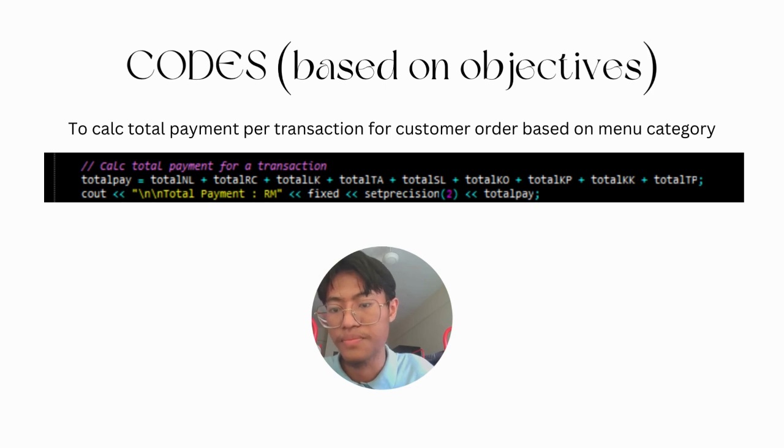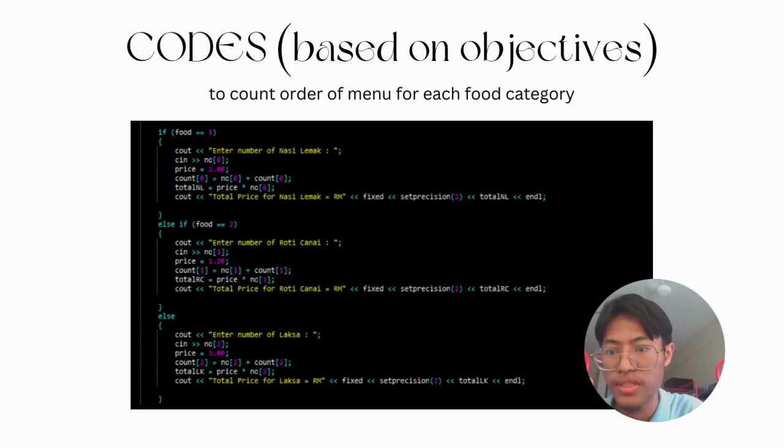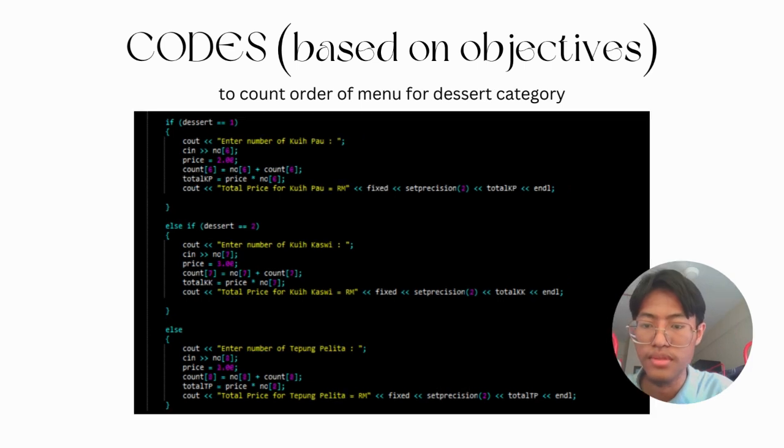laksa, and so on. The next code is for the second objective, which is to count order of menu for each food category. So we will use a variable count for every single menu and for every single category. Count 0 is used to count the number of food, which is nasi lemak. Count 1 to count the number of roti canai, and so on. Same goes to dessert category.